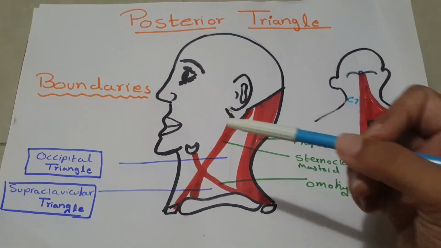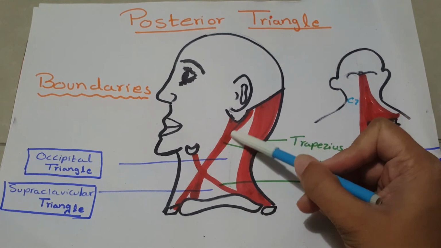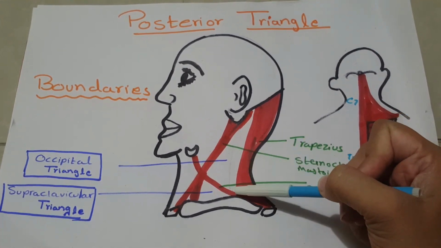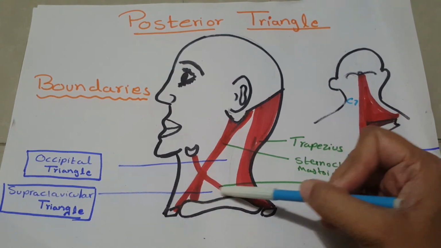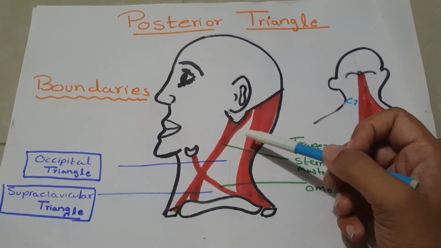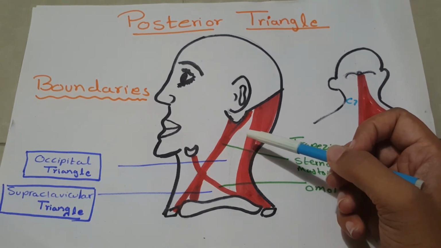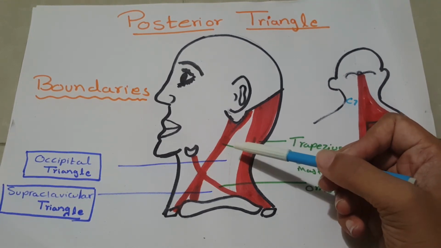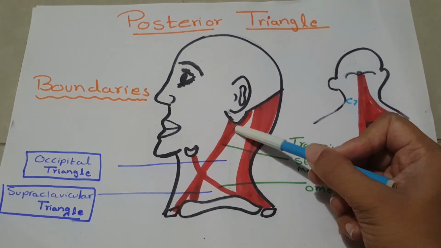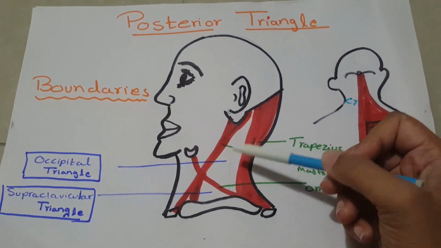So we have seen that posterior triangle is bounded anteriorly by sternocleidomastoid muscle, posteriorly by anterior border of trapezius muscle, inferiorly by middle 1/3 of the clavicle. Floor of the posterior triangle is formed by three muscles. These are levator scapulae, scalene medius, and splenius capitis. So these three muscles, they are present in the floor of the posterior triangle.